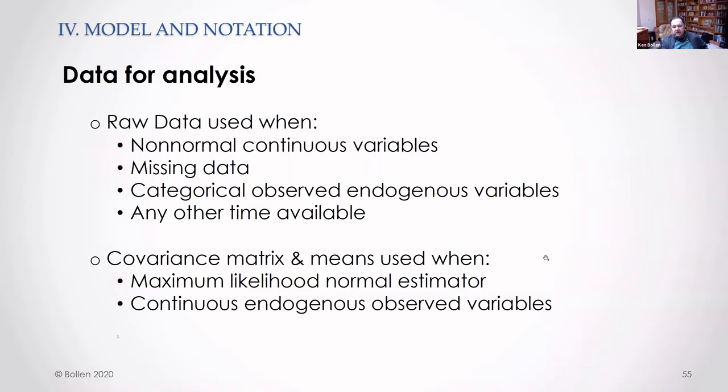The covariance matrix and the means are most useful when you have continuous endogenous observed variables and you just want to use the maximum likelihood normal estimator. Then you could just use that.